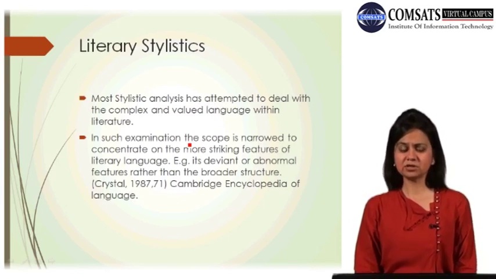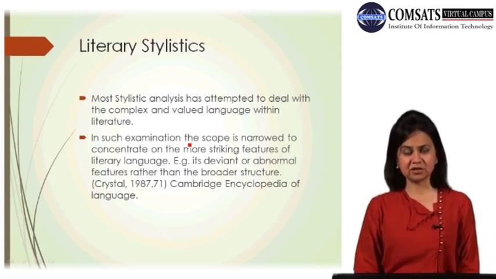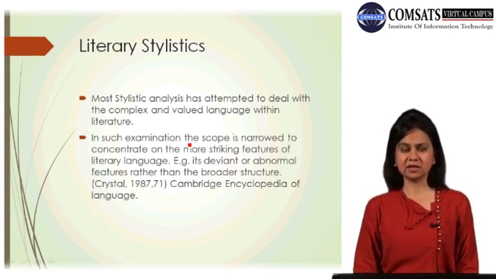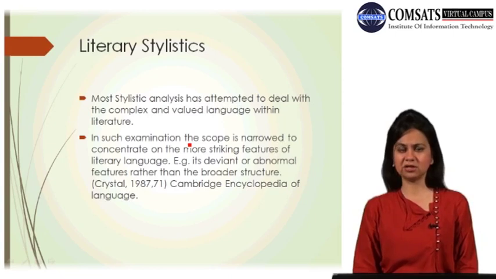According to Crystal, in the Cambridge Encyclopedia of Language, literary stylistics examines language with a scope narrowed down to concentrate on the more appealing and striking features of language. When the analysis is narrowed down to concentrate on striking features, these features might be labeled as the deviant or abnormal usage of language, which we mostly encounter in poetry and literature, and seldom find in ordinary language.